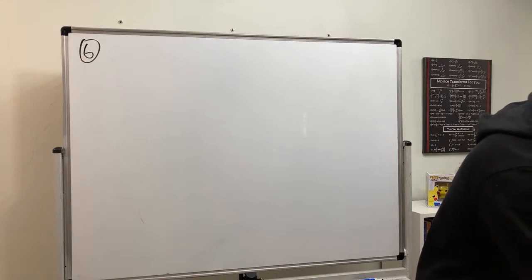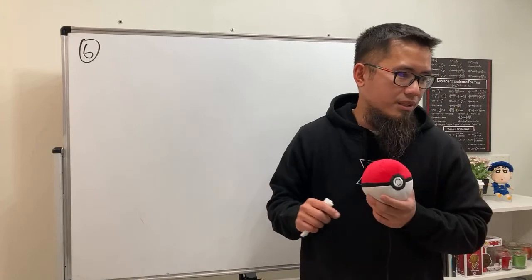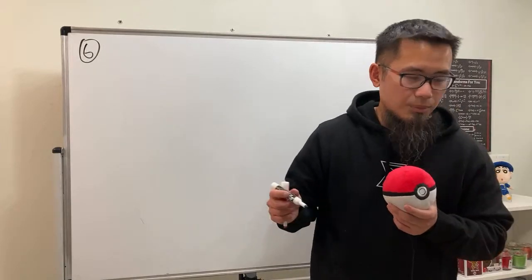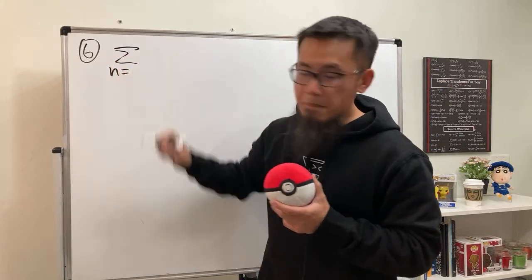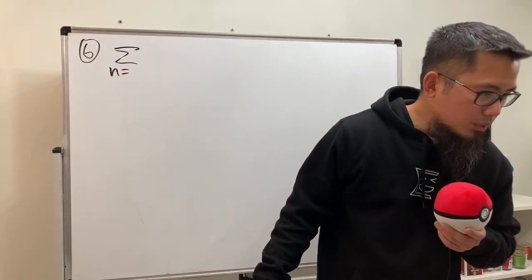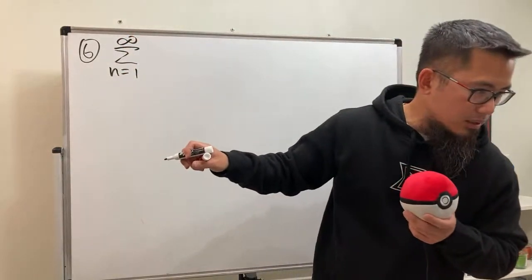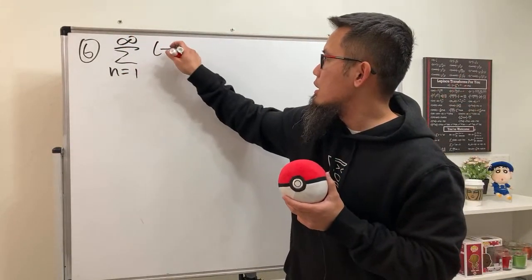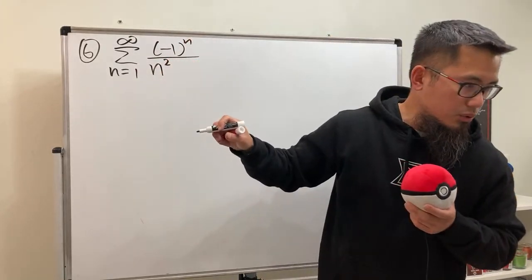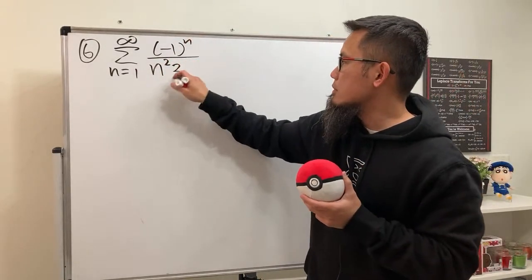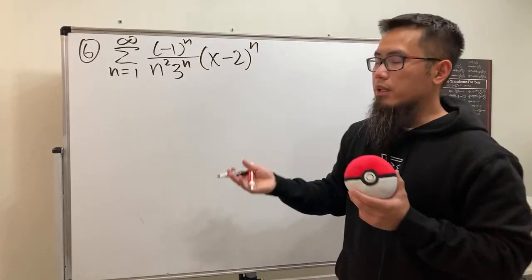Okay, this is the Pikachu question. If you look at the file already, I will tell you what this is about. Here you are given a power series: the series as n goes from 1 to infinity of (-1)^n over n squared times 3^n, times (x - 2)^n. So we are given the power series.